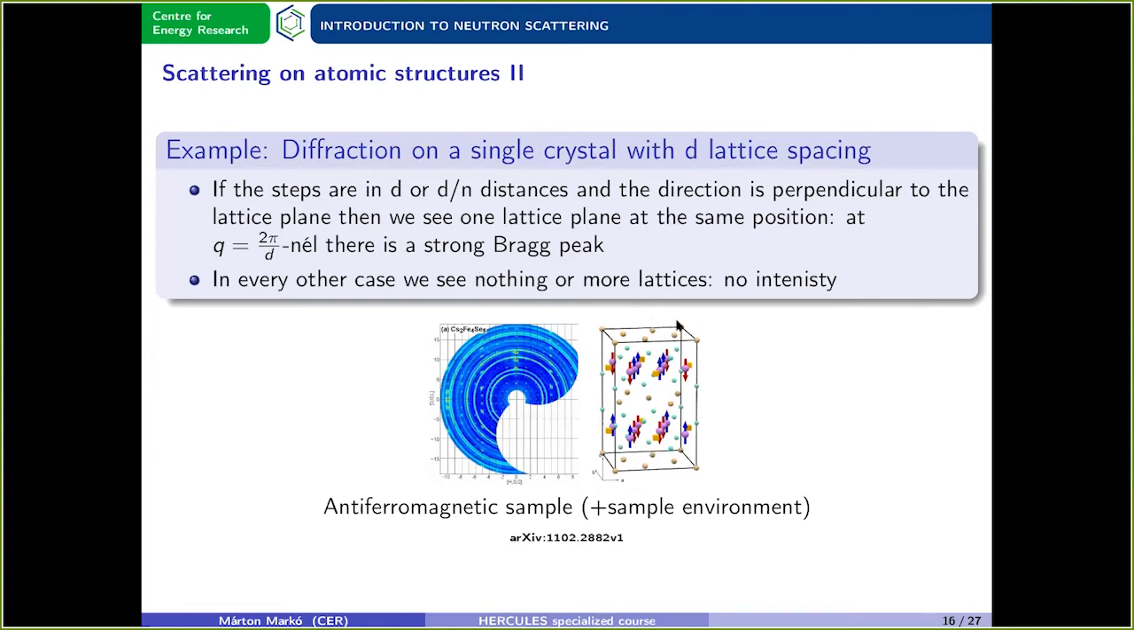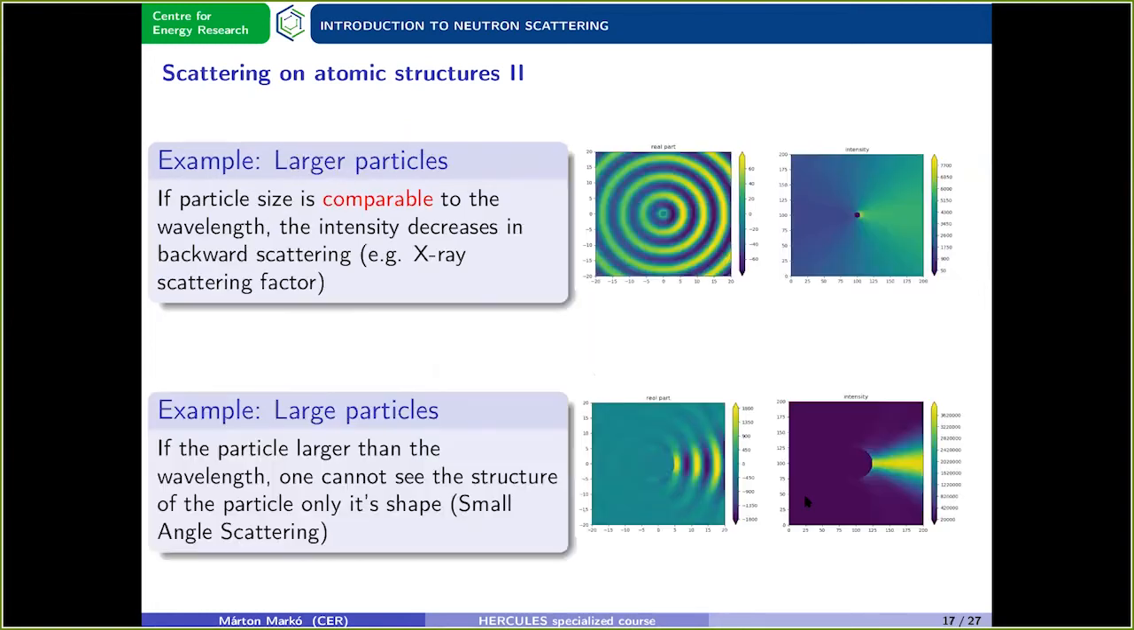This is an example, a real measurement on an antiferromagnetic sample. It's not a very clearly visible measurement. These red spots are the Bragg peaks, and this sample was in a cryostat and also in a magnet, which has a lot of aluminum in the beam, and these circles are just coming from the isotropic aluminum which is in the beam. But from a single crystal measurement, we will see such peaks in the Q space as we do the measurement.